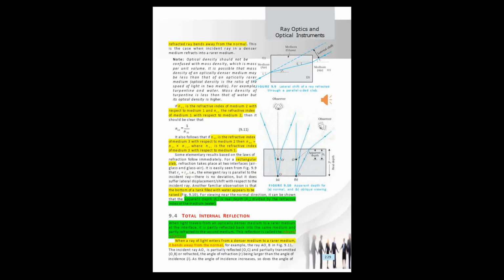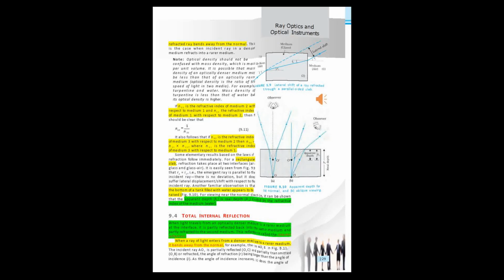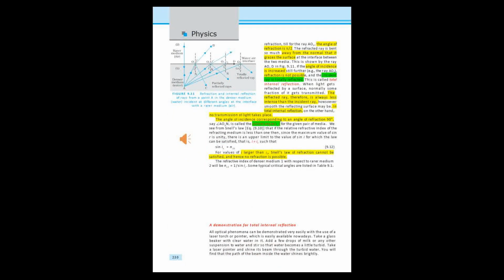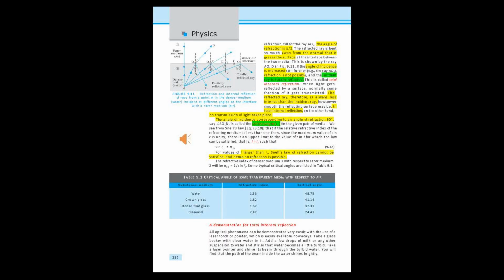As the angle of incidence increases, so does the angle of refraction, till for the ray AO3, the angle of refraction is pi by 2. The refracted ray is bent so much away from the normal that it grazes the surface at the interface between the two media. This is shown by the ray AO3d in figure 9.11. If the angle of incidence is increased still further, for example, the ray AO4, refraction is not possible, and the incident ray is totally reflected. This is called total internal reflection.